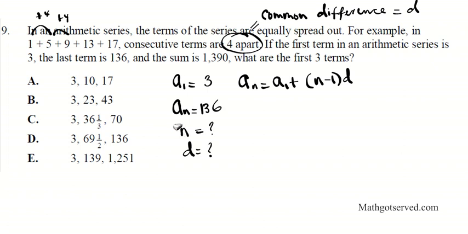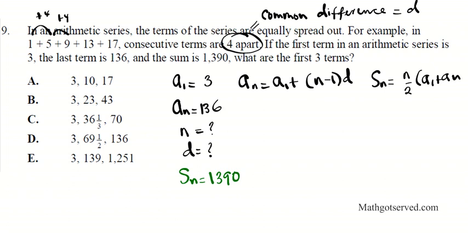Using a1, an, and n, what formula can help me find out what n is? Check this out. I know the sum. That's a hint right there. The sum Sn is 1390. So if I use the Sn formula, let me write it down. The sum formula is Sn equals n over 2 times (a1 plus an).